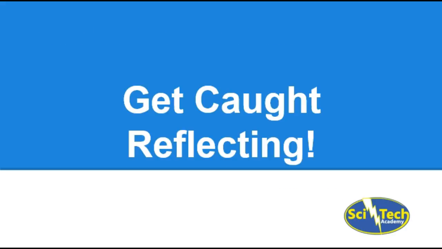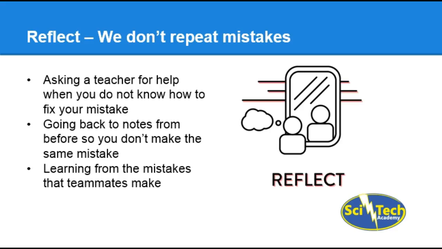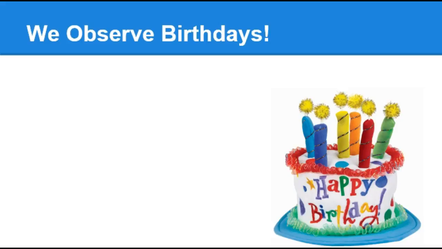So a reminder of some ways that you can get caught reflecting. One, asking a teacher for help when you don't know how to fix your mistake. You can also ask a teammate. Going back to notes from before so you don't make that same mistake. In 5th all the way up to 8th grade, you have your playlist that you can also refer back to. And then finally, learning from the mistakes that teammates are making. I saw a lot of teachers yesterday point out mistakes that students were making to the whole class, so that way the class can learn from those mistakes.